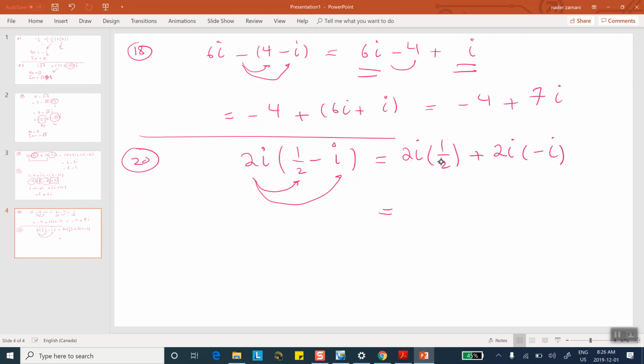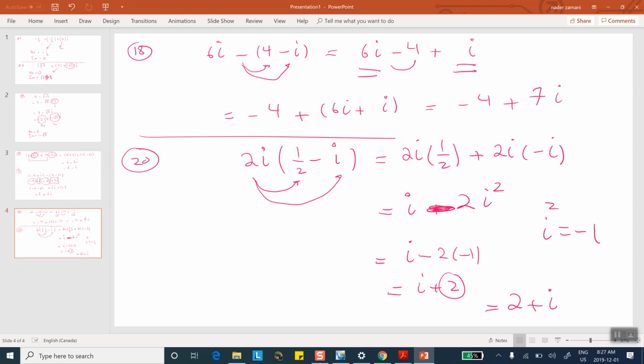So this is going to be 1/2 of 2i, which is going to be i. And this is going to be a minus 2 i squared. Now let me remind you that i squared is minus 1. So this whole thing becomes i minus 2 times minus 1. And this is i plus 2. And usually people order these things so that the real part is written first and the imaginary part next. There we are. Okay?